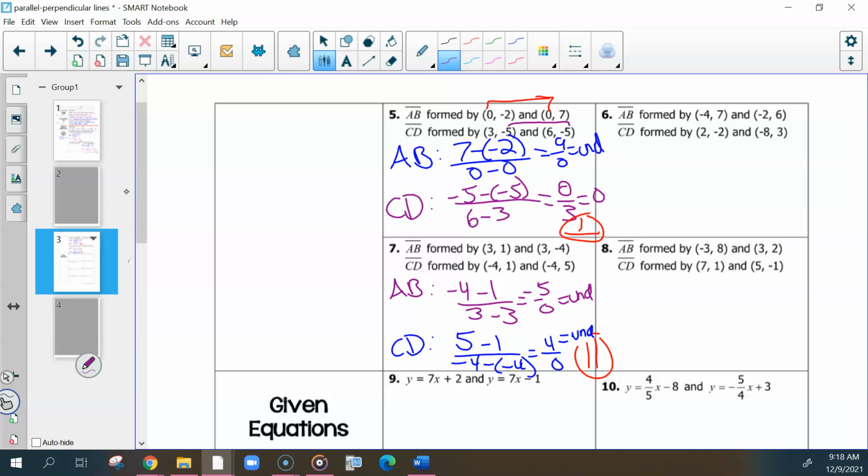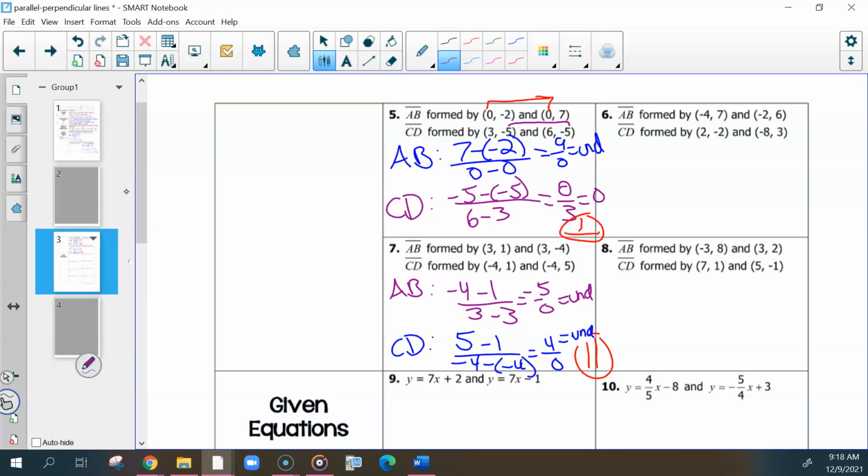The only time it would be a neither for those is if you have undefined and a number, like undefined and 5. Those aren't the same, they're not reciprocals. Or 0 and 10. Those aren't the same or negative reciprocals. So those shouldn't be neither cases unless that happens.